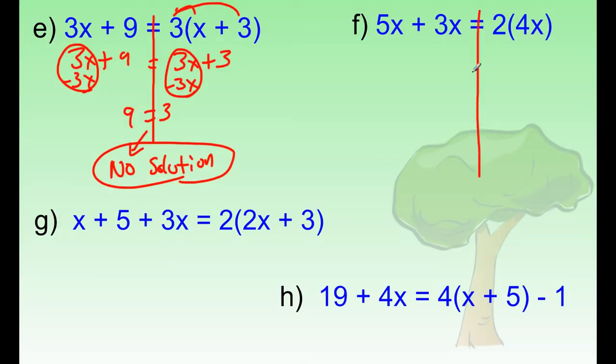All right, letter F. 5x plus 3x is 8x. 2 times 4x is 8x. And to be honest with you, you could actually stop right here. You could say, oh, the two sides are identical, so no matter what I plug in for x on one side, it's the same on the other. These sides will always be the same, so this guy would be all real numbers.